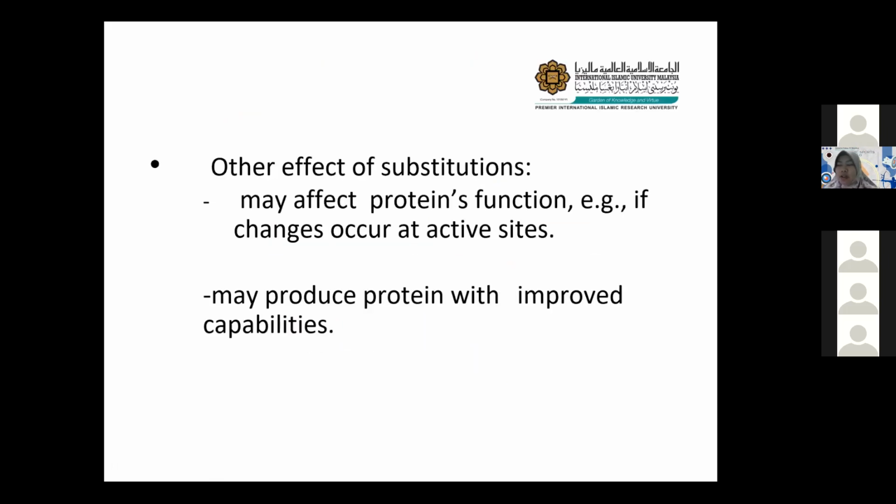Other effect of substitution. Selain daripada tu, apa lagi effect substitution? It can also affect protein function, if the changes occur in the active site. So substitution also boleh menyebabkan protein function tu berubah. For example, if it happens within the active site, it can affect the protein as a whole. And sometimes substitution can produce protein with improved capabilities. Kadang-kadang mutation ni ada hikmah dia, which is it can improve proteins.